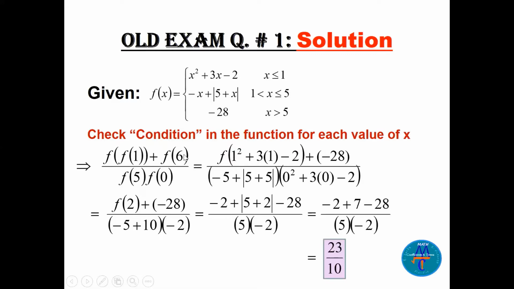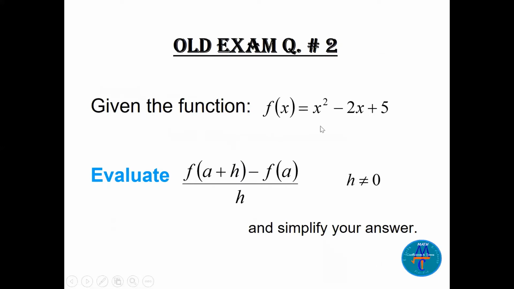And then we have f of 6. F of 6 is greater than 5, so I take only the constant, minus 28. Simplify all this, you will get 23 over 10. Please check the numbers.